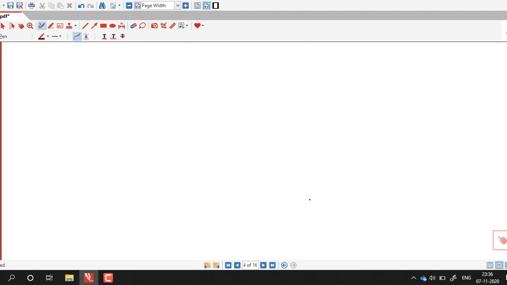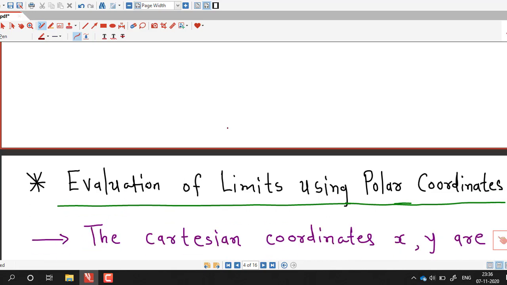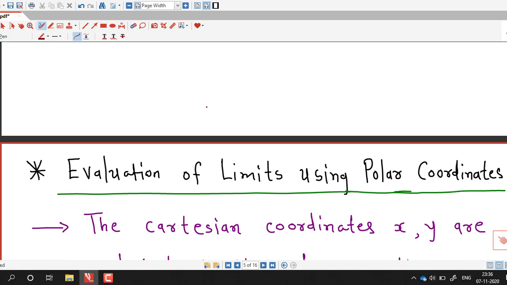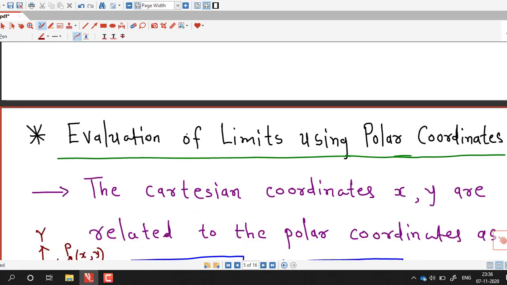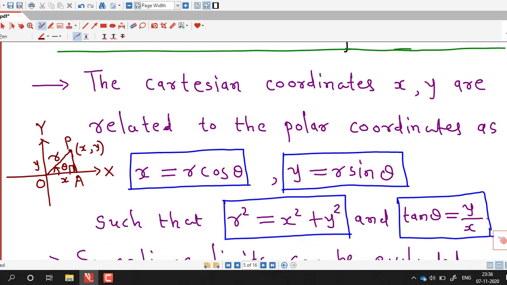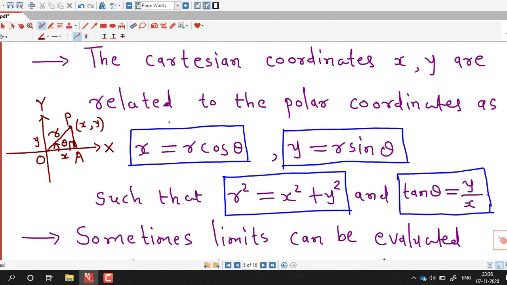So in this way, if we have the knowledge about continuous functions, we can find limits easily if the function given is continuous at a given point at which we want to find the limit. Now another type is evaluation of limits using polar coordinates. So we are already familiar with polar coordinates. We know how to convert Cartesian coordinates into polar coordinates.